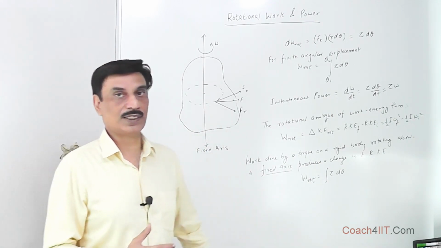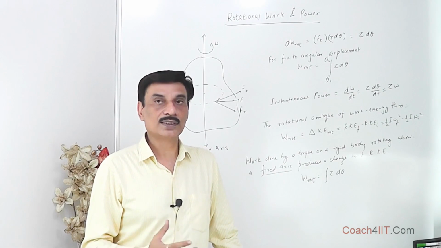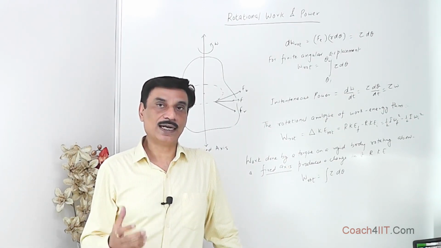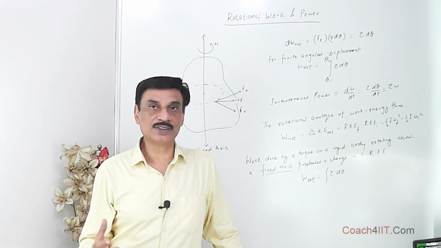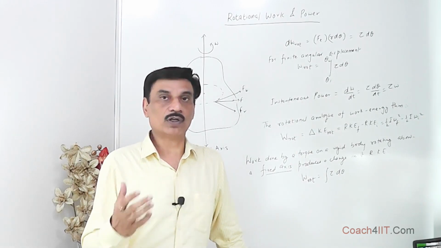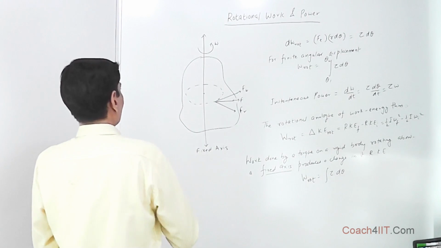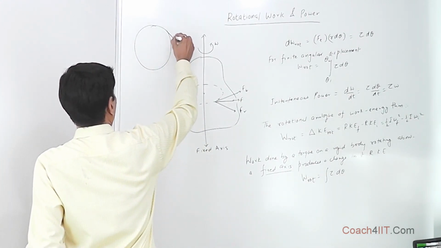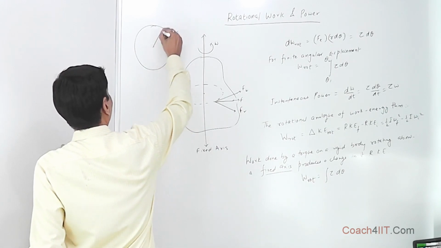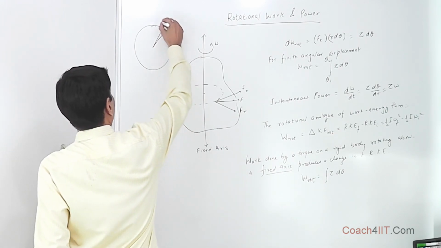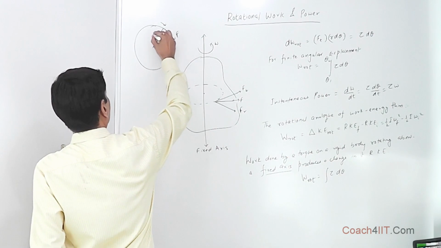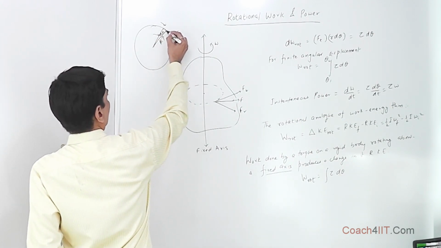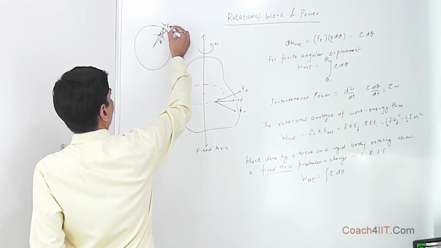Now, if we are interested in finding the work, then we know from our lecture on work, power and energy that work is F dot S. Similarly here, this tangential force is applied over here, and as a result there is a very small displacement. If this is R, this is d theta, so this length, which is almost a straight line, is r d theta.